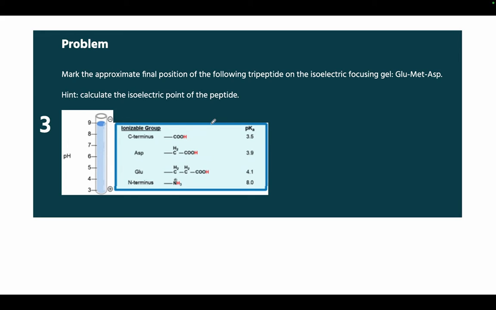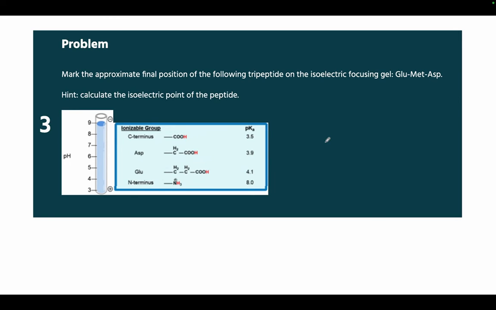So first let us think about which groups in this peptide can get ionized. Okay, any peptide will have a C terminus and an N terminus, right? So the C terminus is ionizable, it has pKa of 3.5. N terminus is also ionizable, it has pKa of 8, right? So basically it is saying that below pH 3.5 this will be COOH, and once the pH is above 3.5 it will go to COO minus. And same way, below pH 8 this will be NH3 plus, and above pH 8 it will lose this hydrogen, so it will just be NH2. It will not be charged.